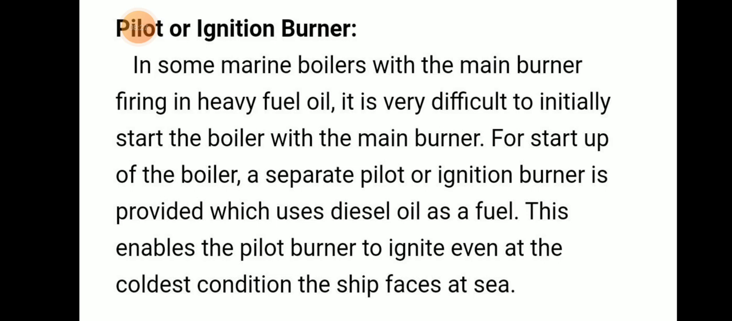So the pilot or ignition burner: in some marine boilers, the main burner is firing heavy fuel oil, so it is very difficult to initially start the boiler with the main burner. For startup, a separate pilot or ignition burner is provided, which uses diesel oil as fuel. This enables the pilot burner to ignite even in the coldest conditions of the ship at sea.